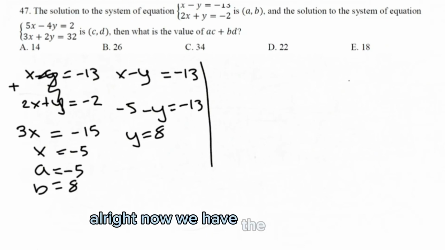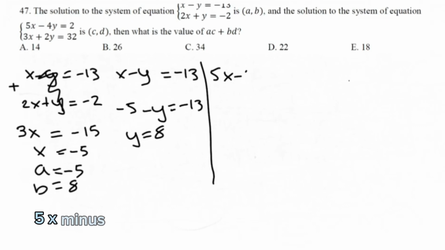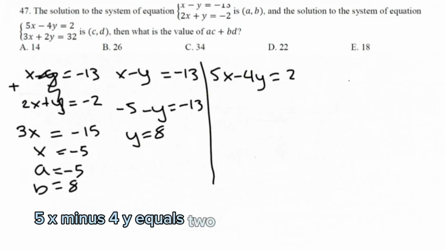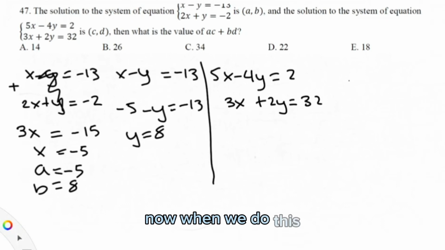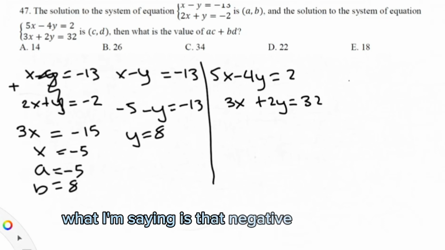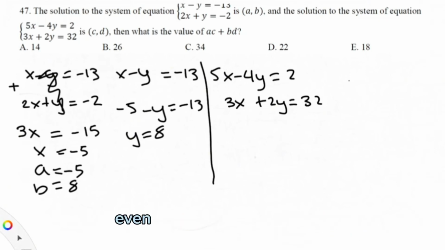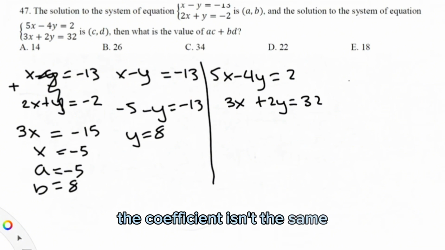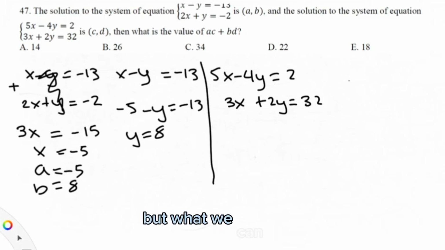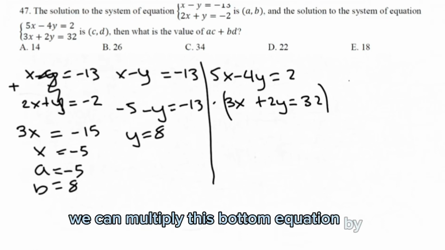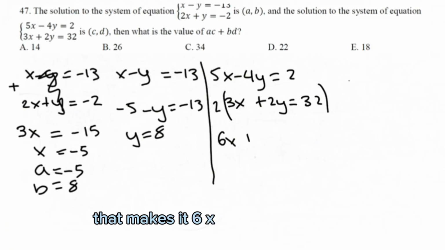Alright, now we have the second one: 5x minus 4y equals 2 and 3x plus 2y equals 32. Now, when we do this, we don't have any common variables. What I'm saying is that negative 4y and 2y, even though it's the same variable, the coefficient isn't the same number. It doesn't have to be the same positive or negative, as long as it's the same number. But what we can do is multiply this bottom equation by 2. That makes it 6x plus 4y equals 64.